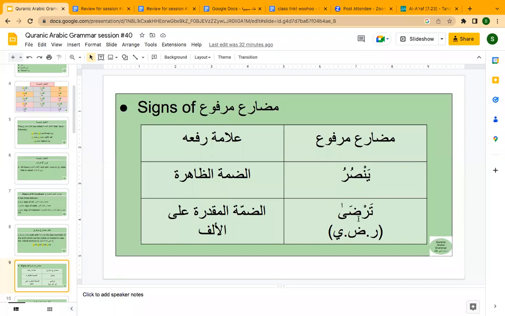For example, if you see tarda in Quran and there is no harf nasb or jazm before it, and this is just standing there, then you will assume that this is raf in status and this alif has an implied dhamma on top. You will not be able to see it, but you will imagine it to be there. Is it clear?